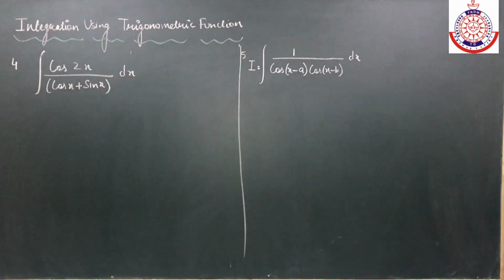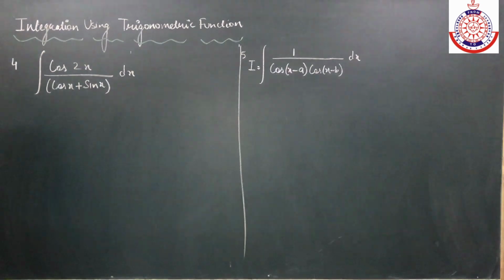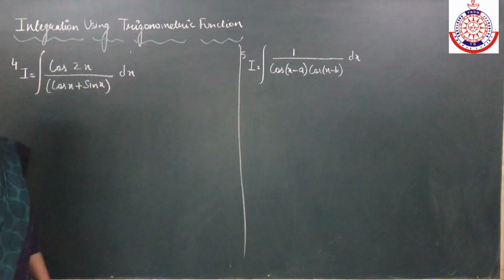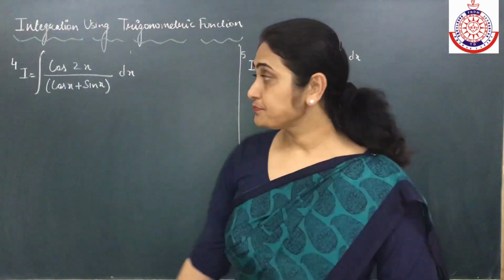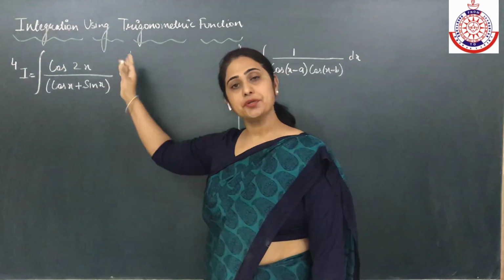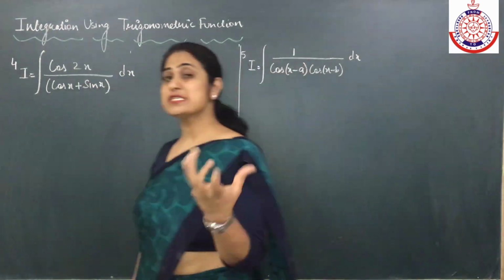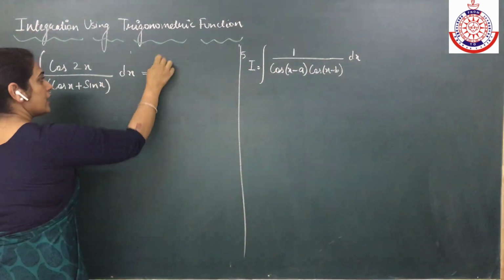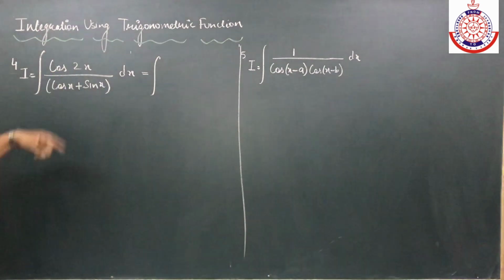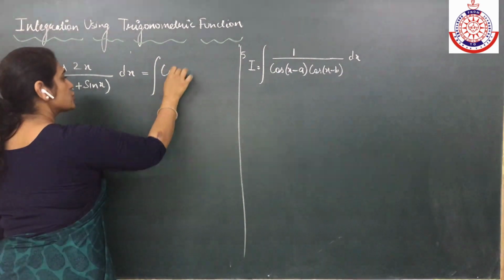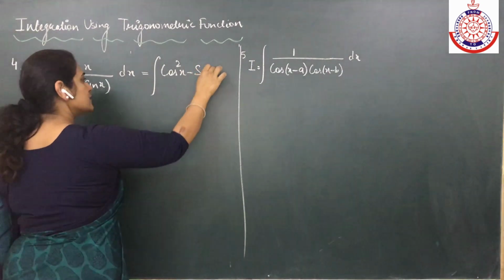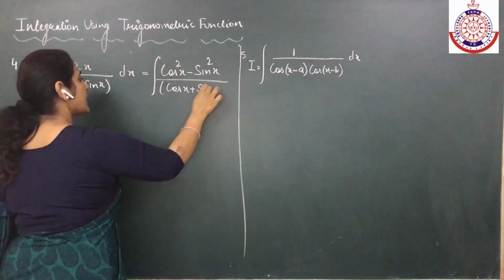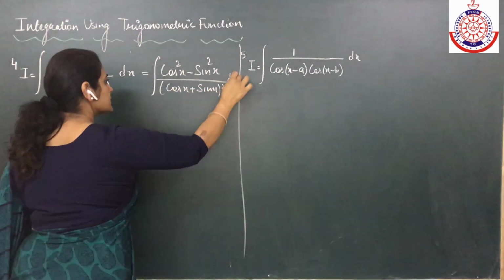Let's take some more examples of the same topic. For example, I have to integrate cos 2x upon cos x plus sin x dx. So first of all, my target is to convert this function into an easier one whose integration I know. Now you recall we have the double angle formula. What is the double angle formula of cos 2x? Cos 2x is cos square x minus sine square x, by cos x plus sine x whole square, dx.